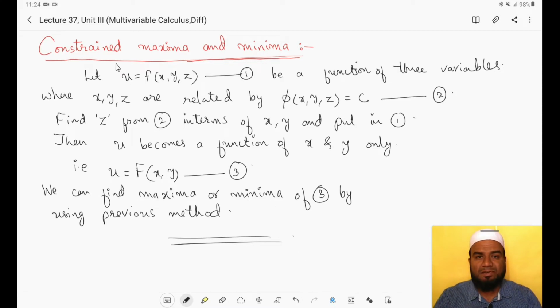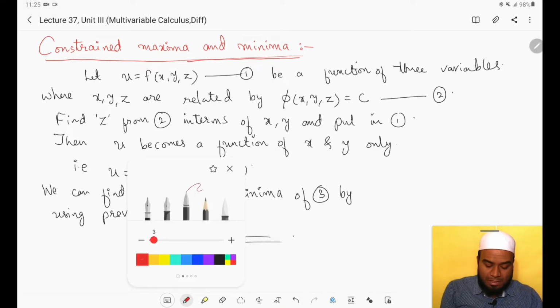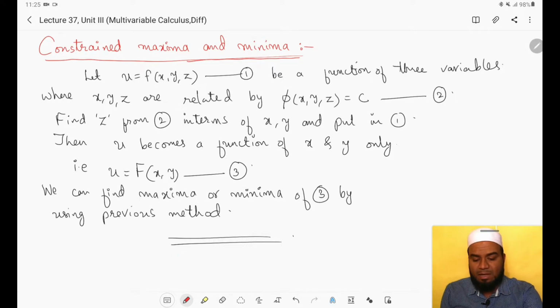See, without constraint only 2 variables will be given, and with constraint 3 variables will be given in the question, and those 3 variables will be related with a condition. Now from that condition we have to find the value of z, substitute back this value in 1, then 1 will become a function of x and y. That is equation 3, right? Now when u is a function of x and y, we know the procedure for finding maxima and minima for this function u, right? Now we'll consider the problems related to this constrained maxima and minima.